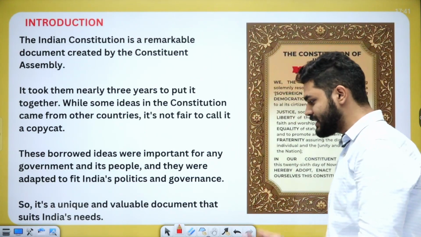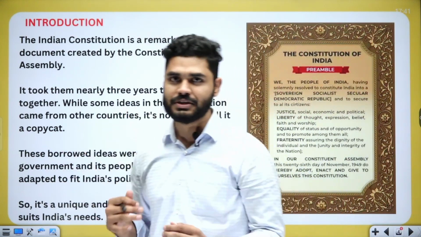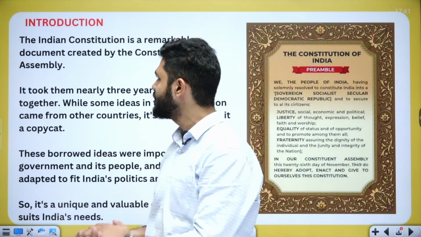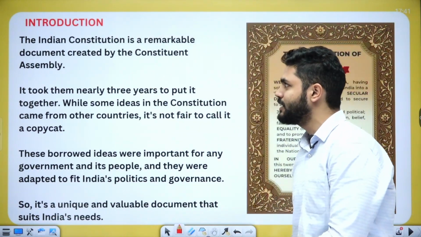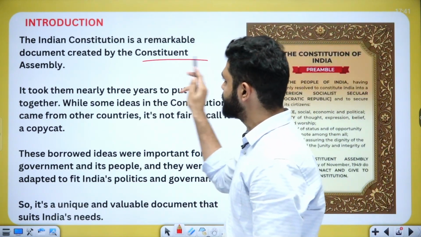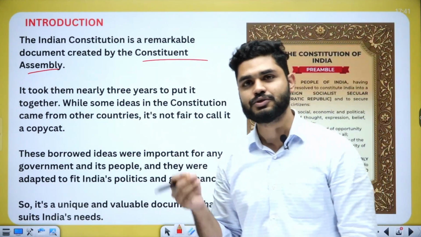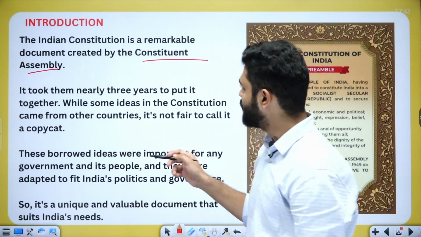Now let us start with the sources, with this topic, the different sources of Indian Constitution. So the Indian Constitution is a remarkable document created by Constituent Assembly, and it took them nearly 3 years, as I said, to be precise, 2 years, 11 months, 18 days, to put it together.